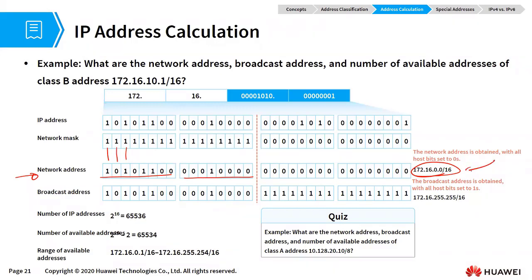This is the very first address in that network, and it has a special name, the network address. We don't allocate it to any host in that network. The very last address is got by simply converting all the host bits to 1s. 255.255 is the broadcast address.